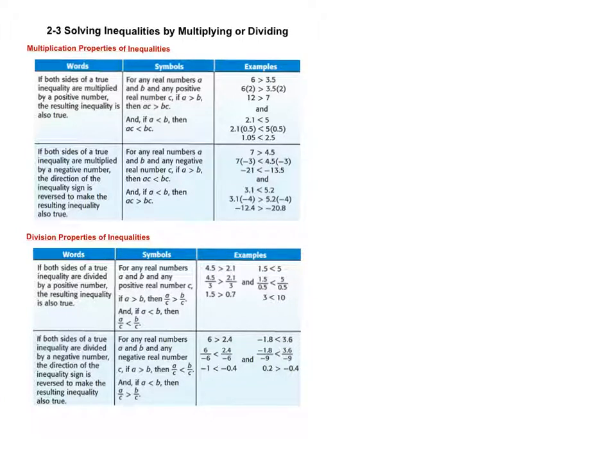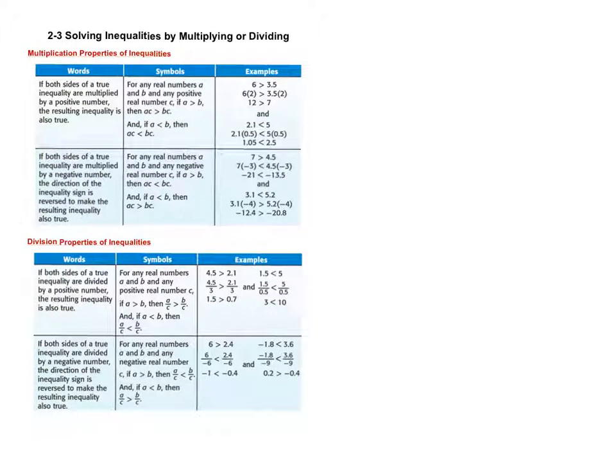This is 2-3, solving inequalities by multiplying and dividing. You can read through all of this, but in summary, the most important thing is that whenever we multiply or divide by a negative to both sides of the inequality symbol, we need to flip the inequality. So I'll write that out for you.